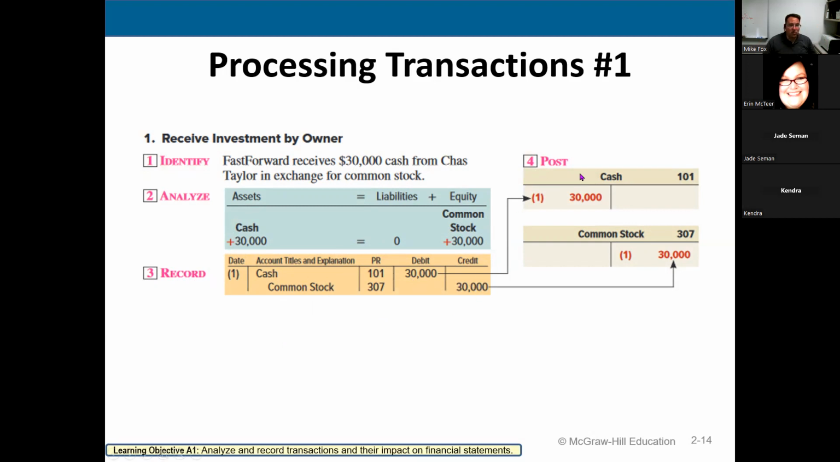Then step 4, I post it to my ledgers. Like I said, for simplicity, I'm using T account ledgers here to show that cash now has a debit and common stock now has a credit of 30,000. So there's our first transaction.